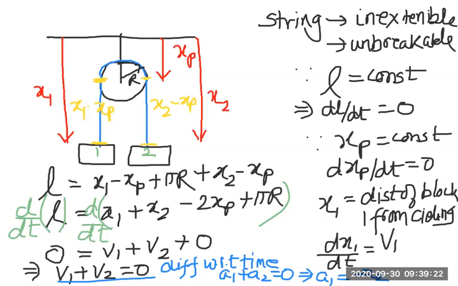Why x1 is not constant? String cannot stretch. x1 is the distance of block 1 from the ceiling. At a future point of time, it may happen that block 1 is somewhere here and block 2 therefore is somewhere here, and in this case both x1 and x2 have changed. ये x1 हो जाएगा और ये x2 हो जाएगा.